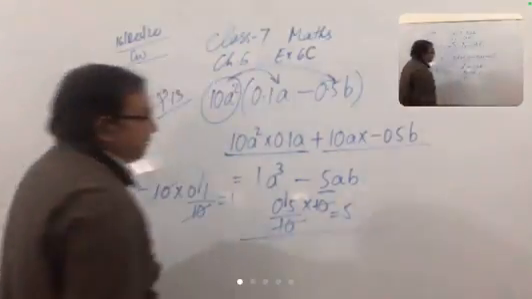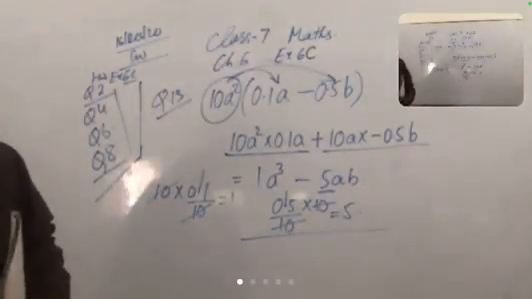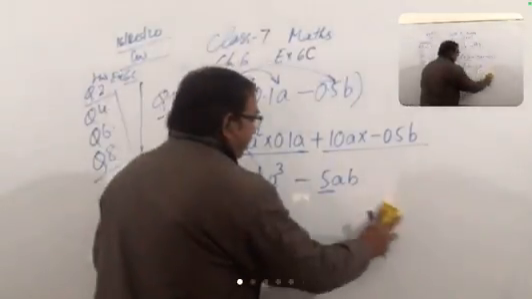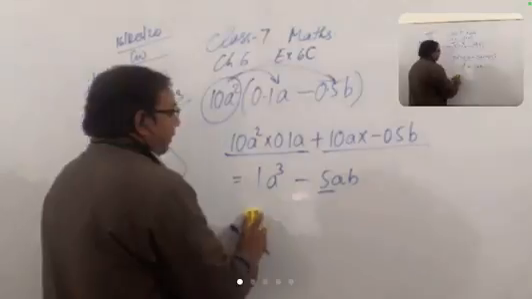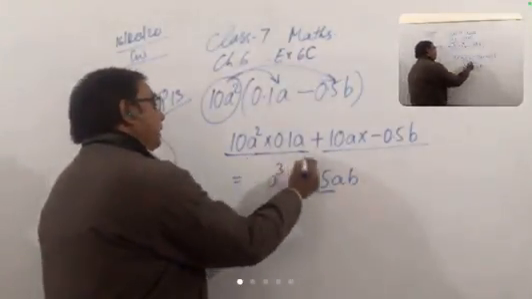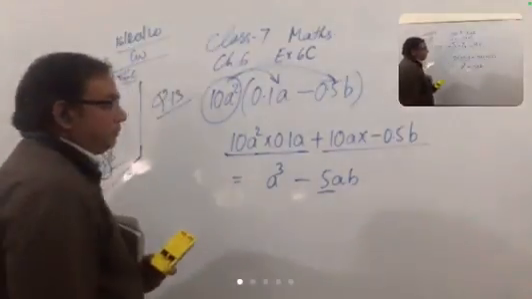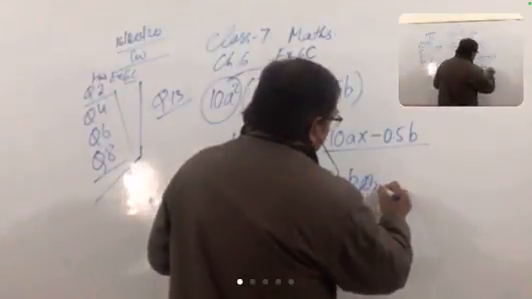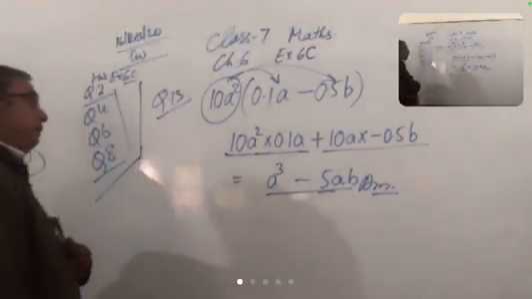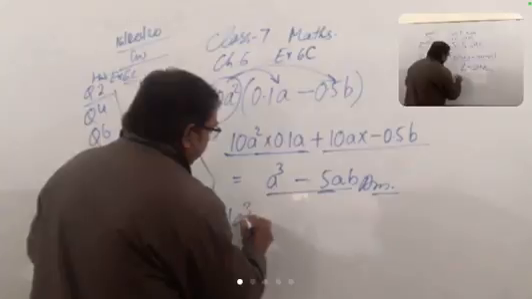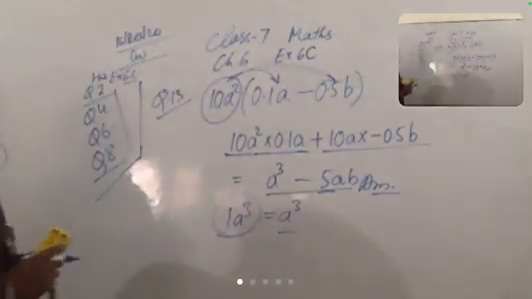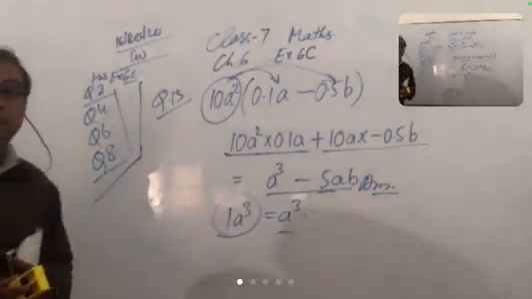Clear with everyone? Yes, sir. So the answer will be 1a cube, and you see 1 is not necessary to write. So a cube minus 5ab is the answer. Clear? a cube minus 5ab. 1a cube is not necessary to write. You can write a cube only. Clear?